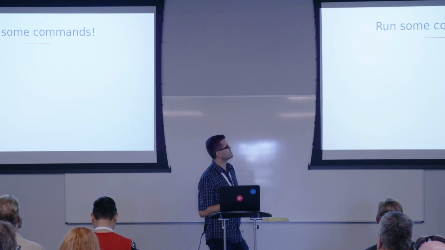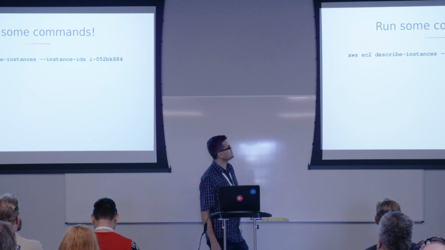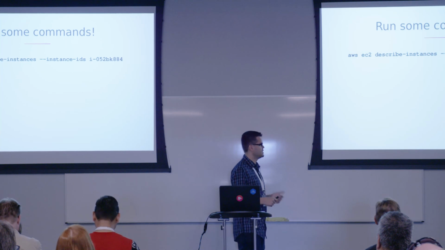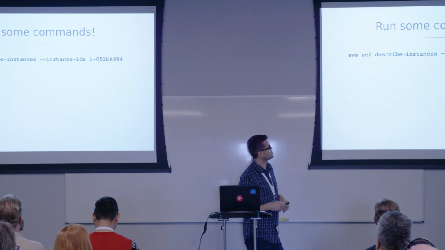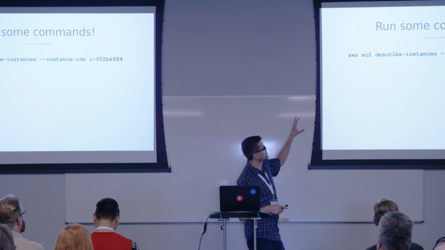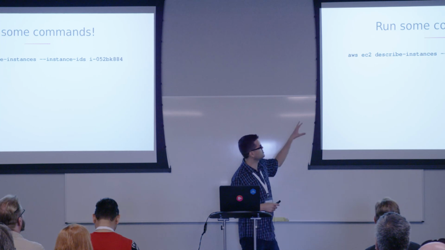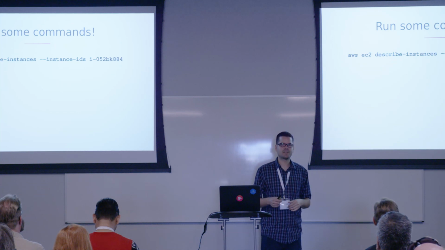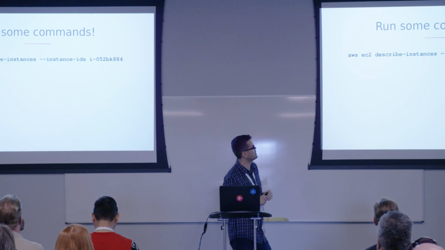So let's run some commands and talk about the AWS CLI some more. This is aws ec2 describe-instances --instance-ids, and then we have a fictional EC2 instance ID appended to the end of the command. AWS calls the EC2 portion of this the command. When you're looking at the AWS CLI documentation, they call EC2 the command, and then describe-instances is what they call the subcommand. So if you're looking at the docs, just be aware that that's how they reference these different pieces of the AWS CLI.